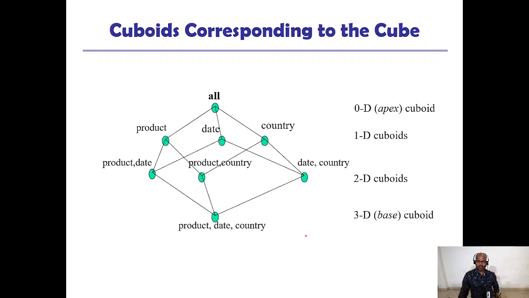The concept is the same which we discussed earlier. So, cuboids corresponding to the cubes. 0 means it is the apex cuboid. Like that, we have 1D cuboids, 2D cuboids, 3D cuboids, etc.